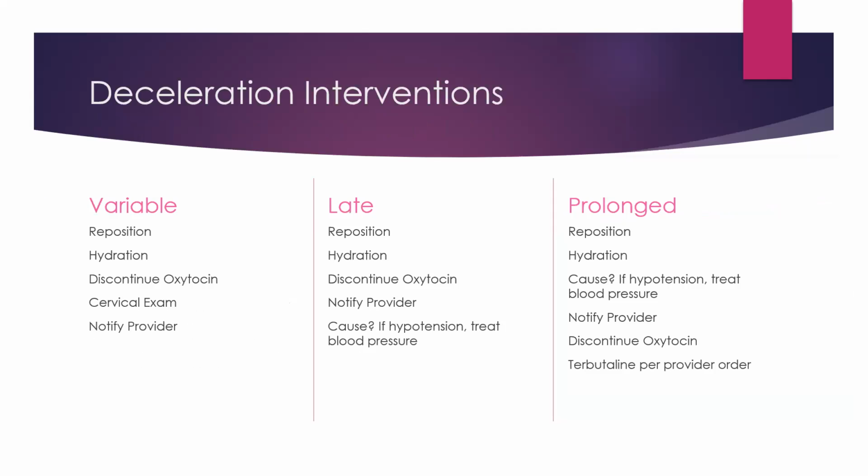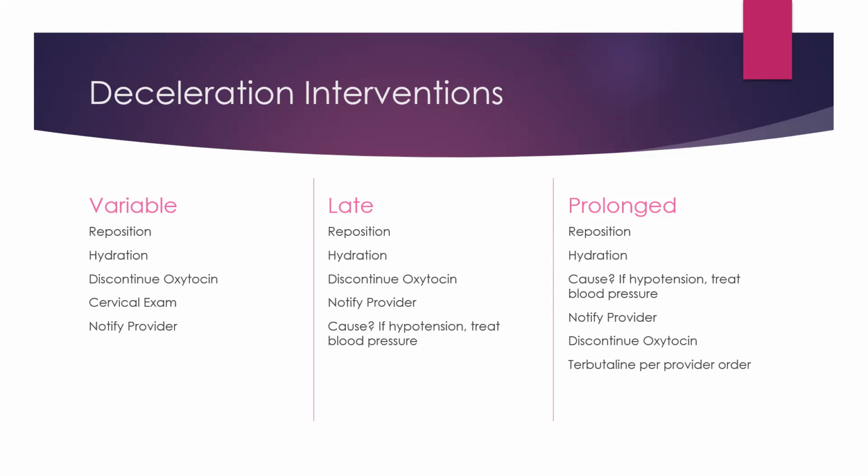So, interventions specifically for each type of deceleration. For variable decelerations, we're going to reposition our patient because remember, those are caused by cord compression. So we need to try and move the baby off of the cord. So reposition, hydration. We want to discontinue the oxytocin if the patient is on any, so that we can decrease the strength or frequency of the contractions and give the fetus a break. We can also perform a cervical exam. Potentially, the umbilical cord can come out first before the baby's head, and that is called a cord prolapse. So we want to check for that and make sure that there is not a presenting cord. And then we also need to notify the provider that these are happening. The providers must be aware of variable decelerations.